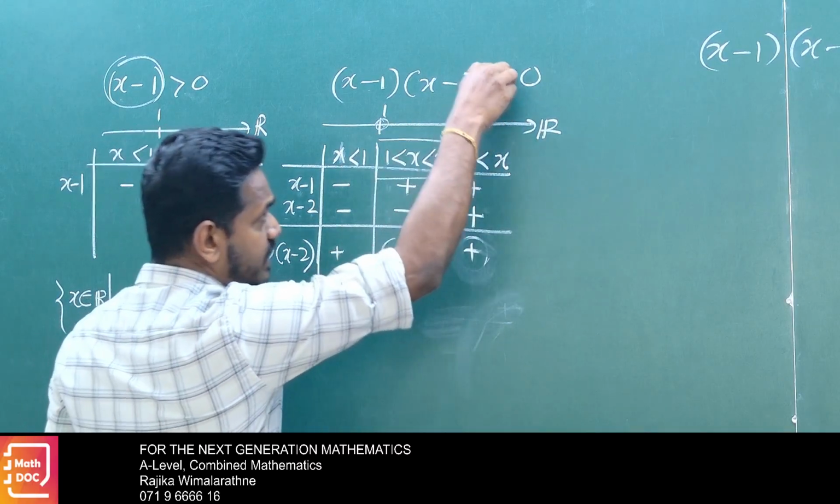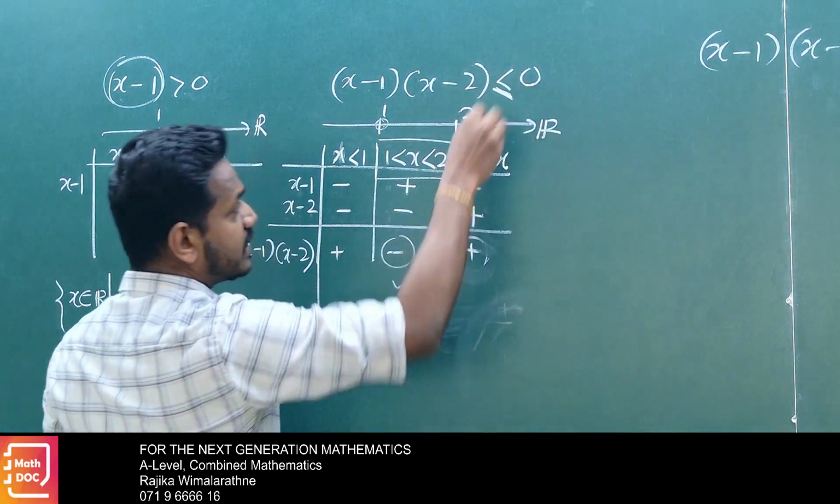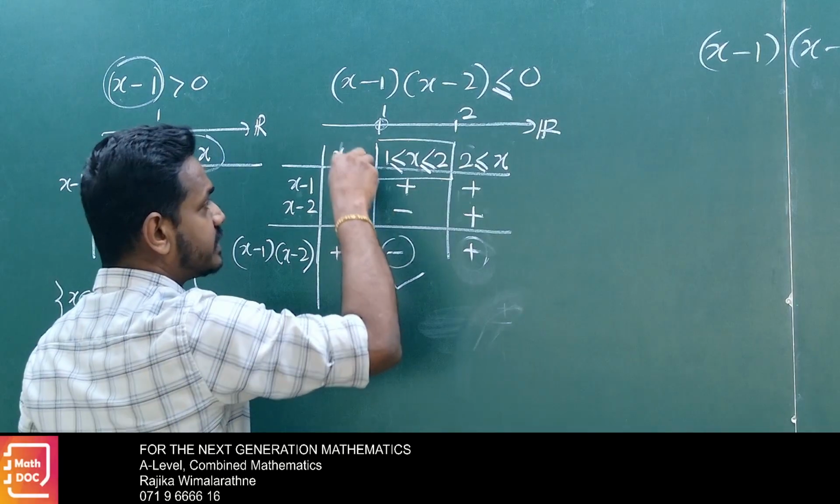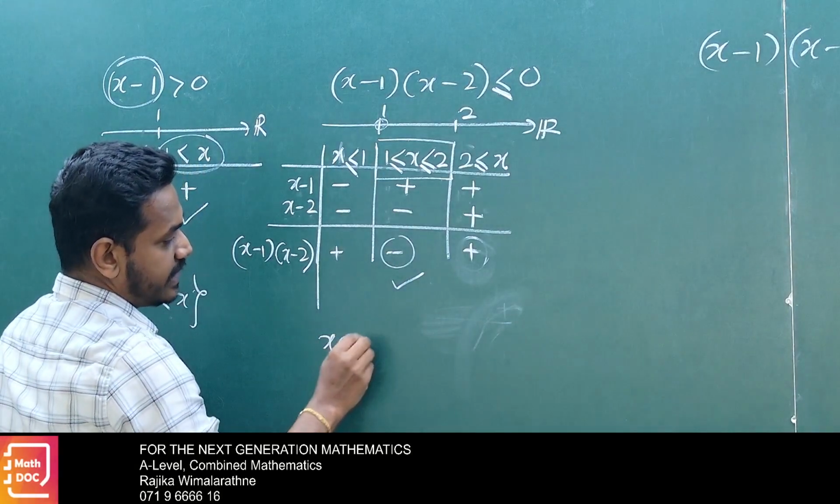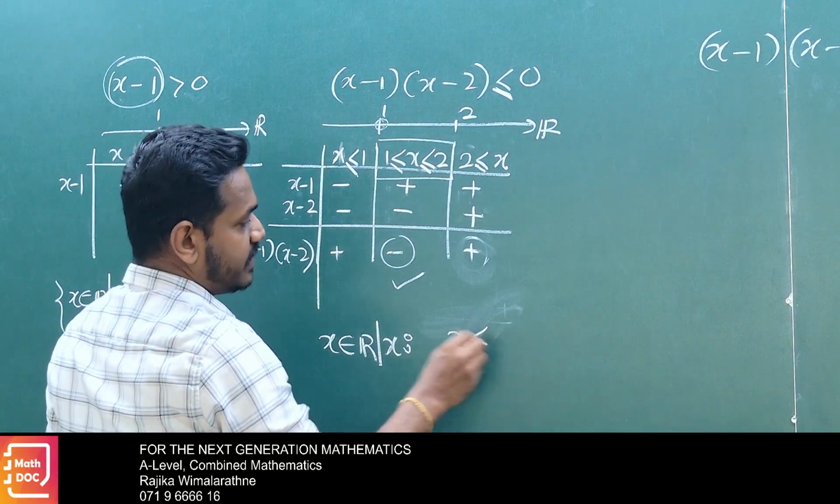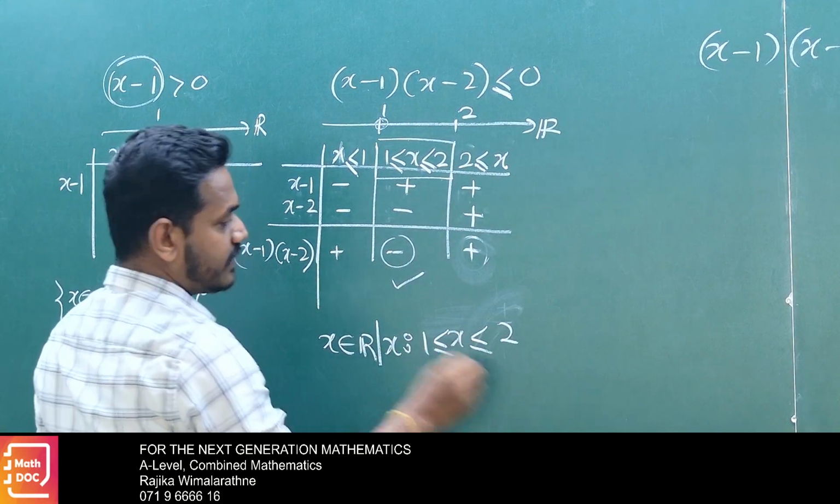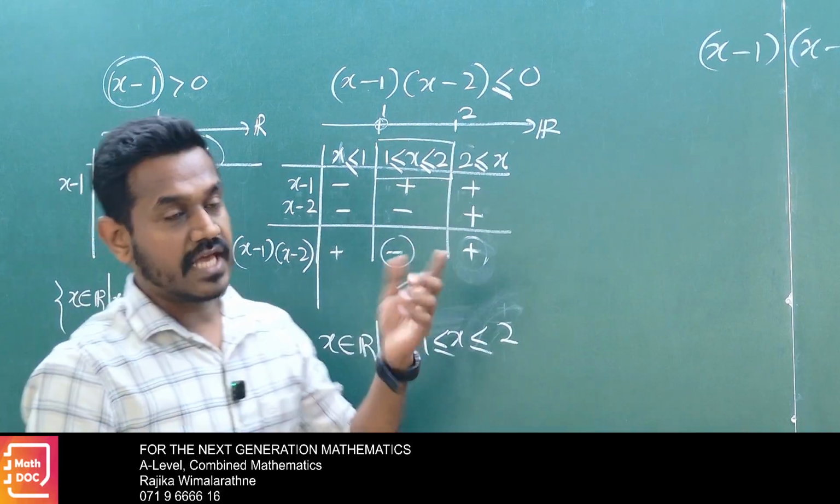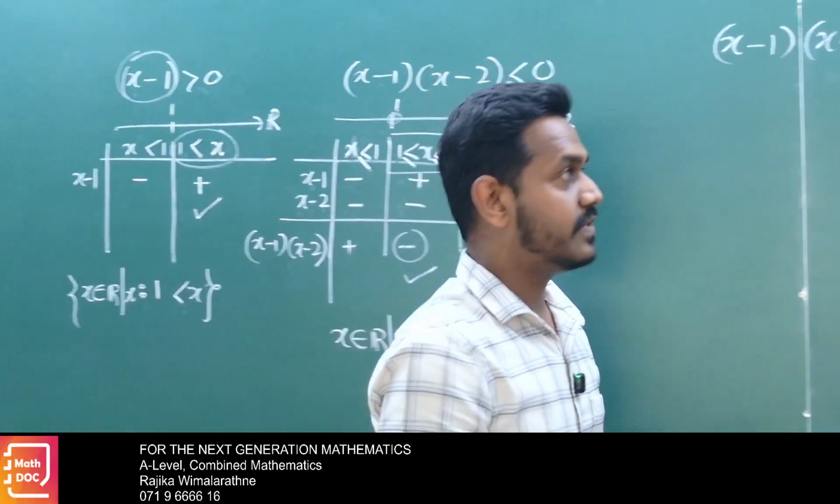And further we have equality. To get that equality, you put equal signs here. In each case you put equal signs. Final answer: x is an element of the real set, such that x is in between 1 to 2, with equal to 1 and equal to 2. Okay. Then the same procedure we can develop.